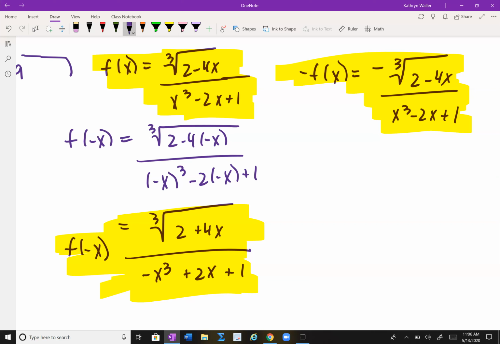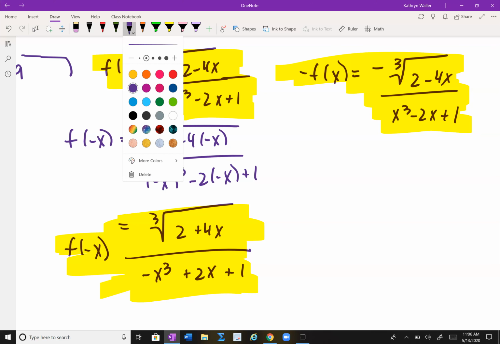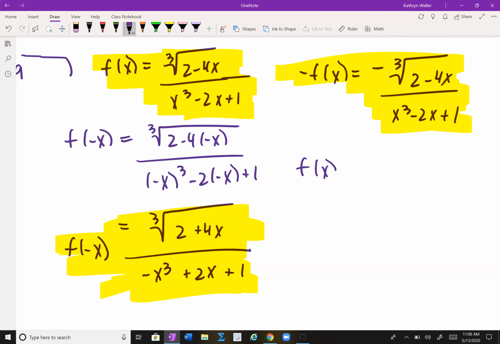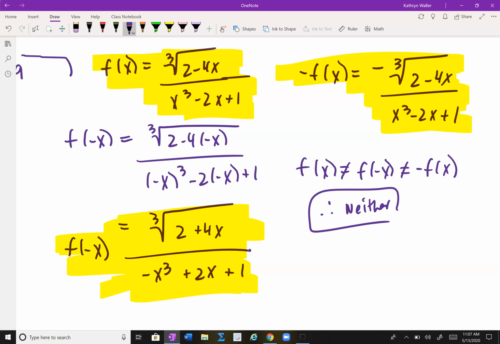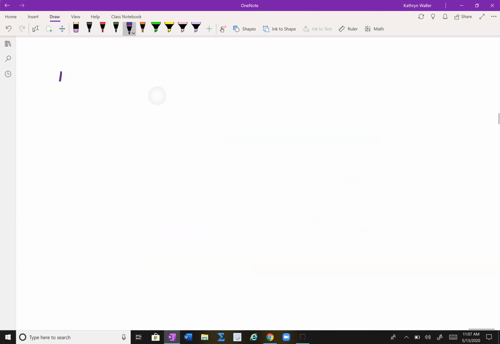So now I'm looking at those three things that I just checked and none of them are the same. So I'm going to say f of x is not equal to f of negative x, which is not equal to negative f of x. Therefore, the answer is neither. And I'm done. Okay? All right, question 10.